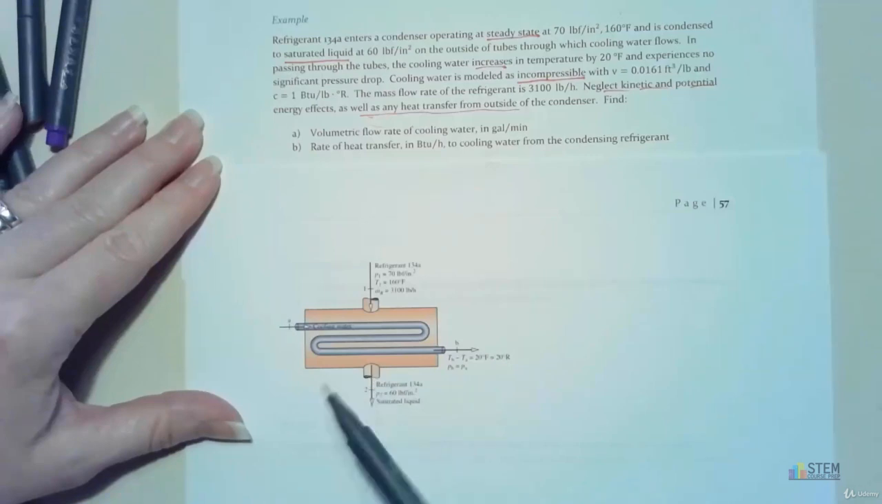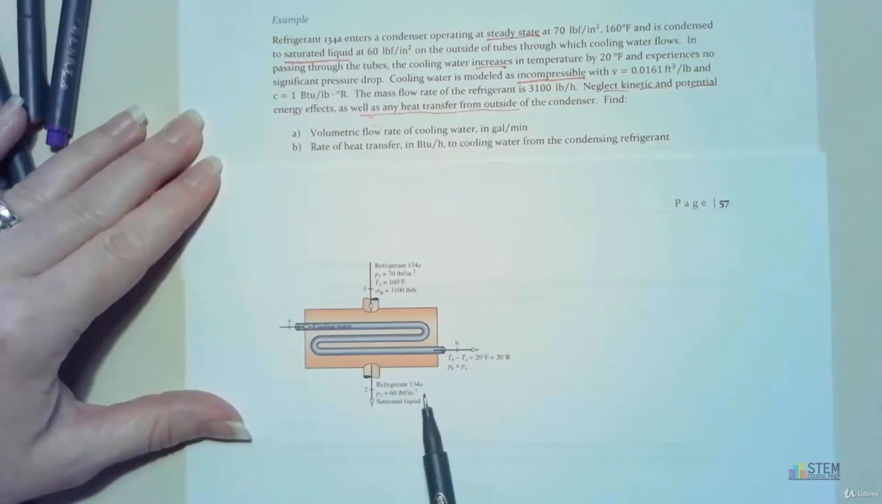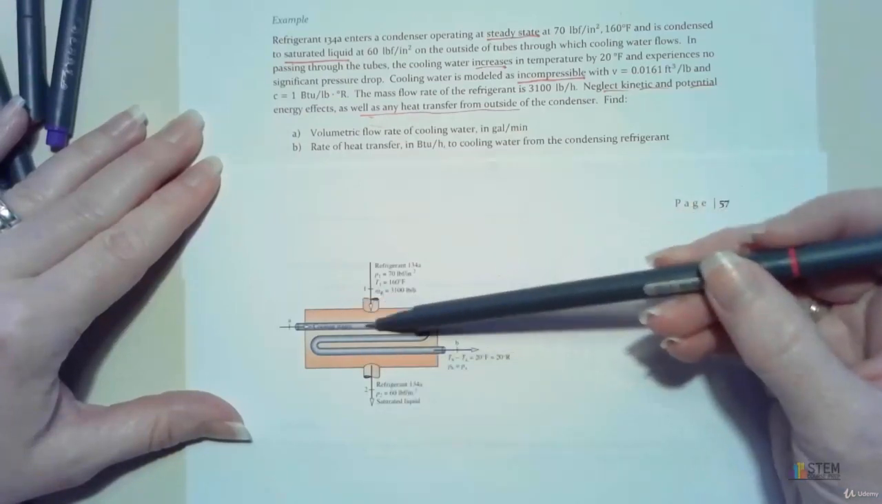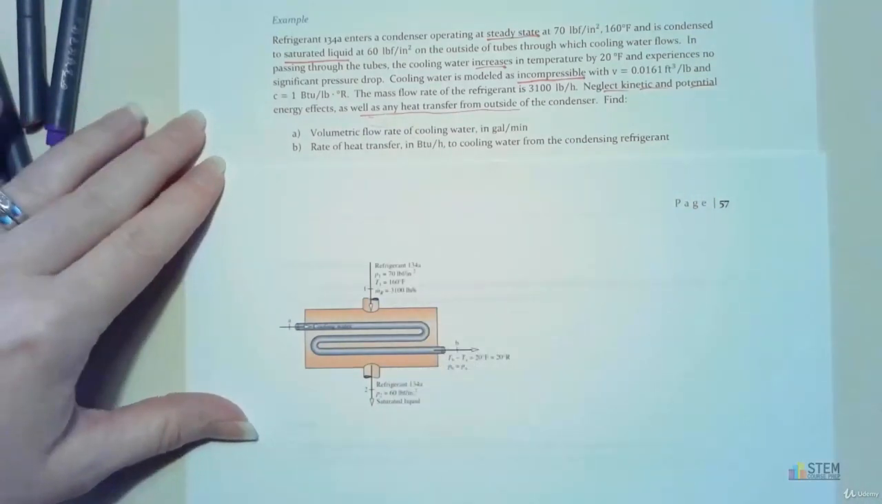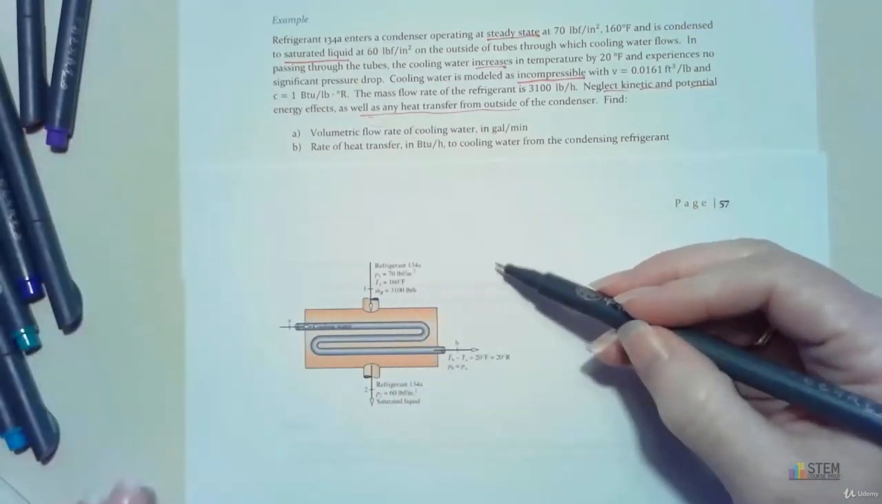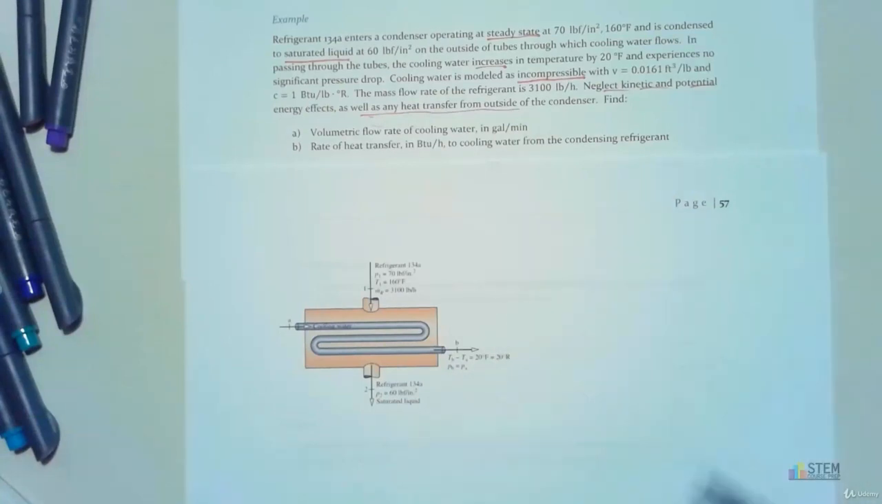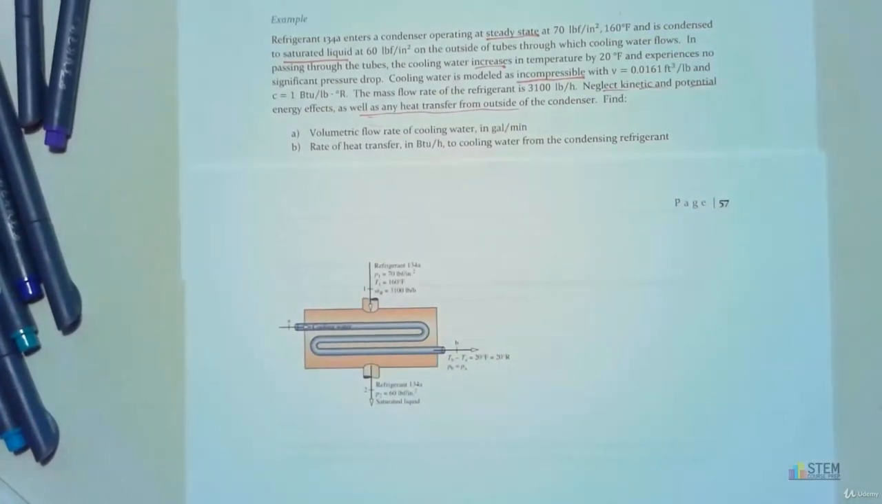Now the refrigerant comes through here. Notice it's in contact with these tubes, and then it exits at exit 2. Pressure is now at 60, and it's saturated liquid. All right, so that's kind of how it works. The refrigerant basically surrounds these tubes, and then there is heat transfer. So let's work through this problem, and we'll explain what's going on as we go through it.